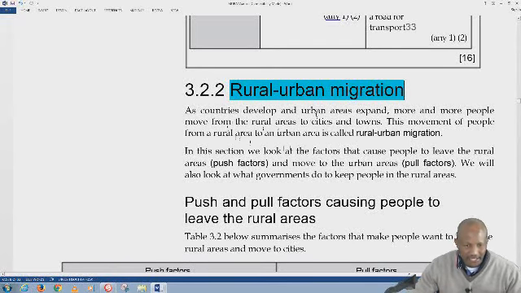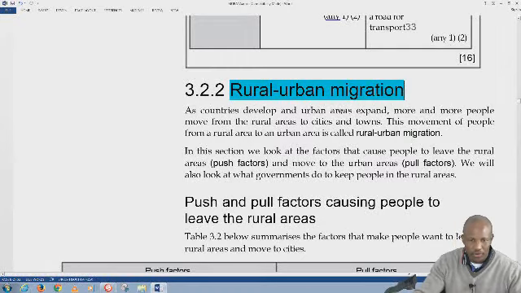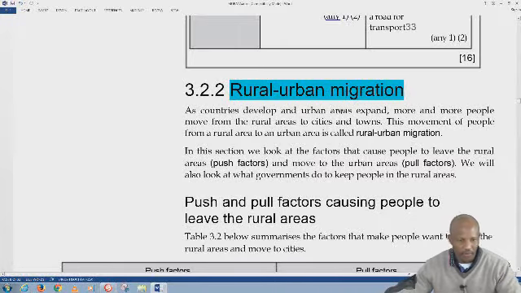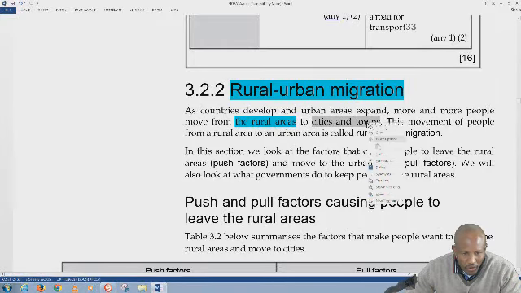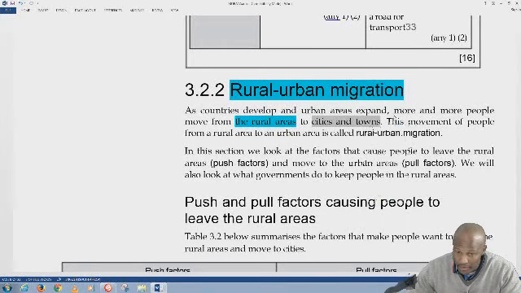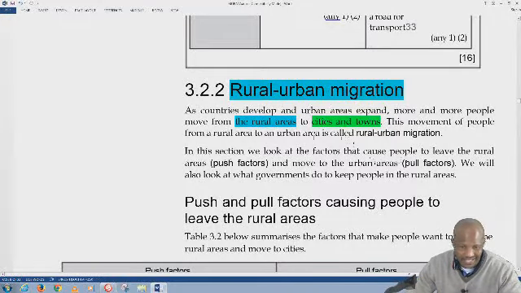We say as countries develop, urban areas also expand. More and more people move from rural areas. Now they are coming where? They are coming now to towns or to what? To cities. I know you are mastering it. Just want to make sure that I leave no stone unturned.